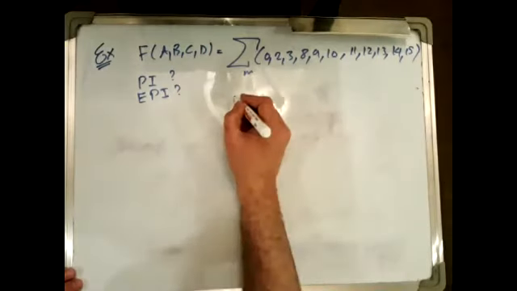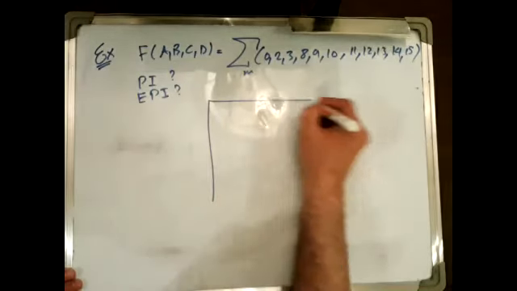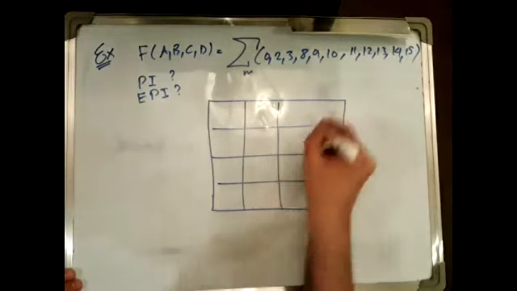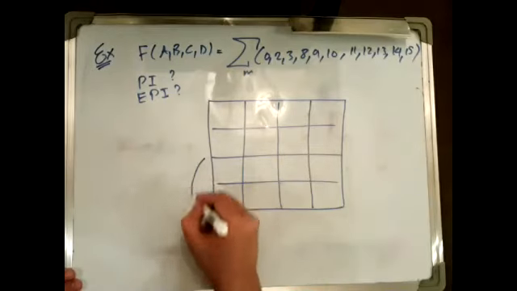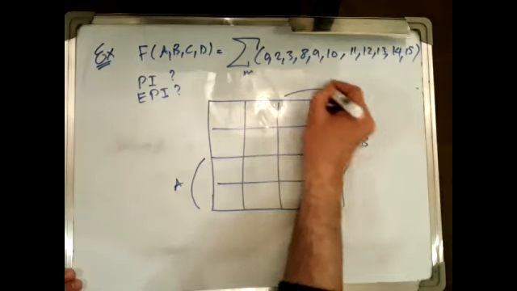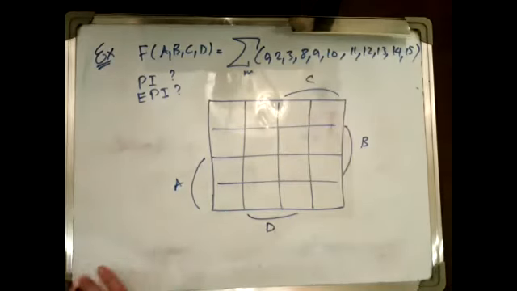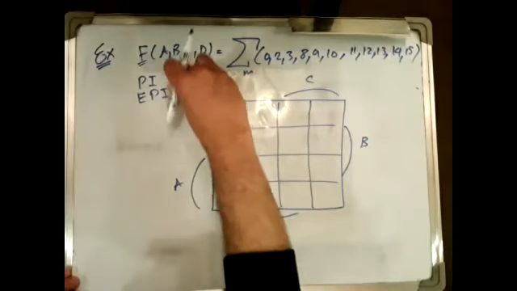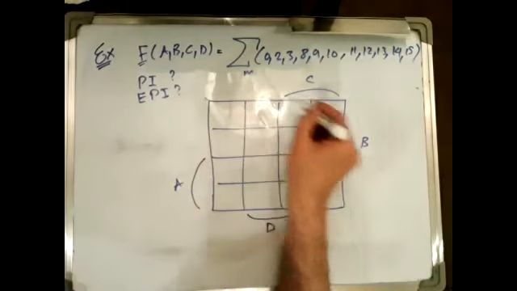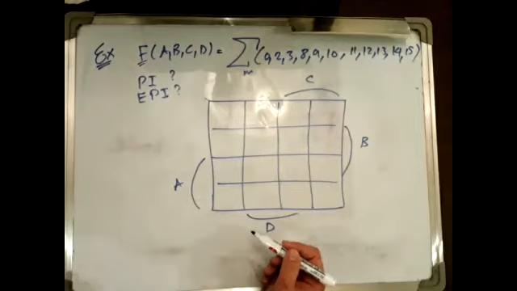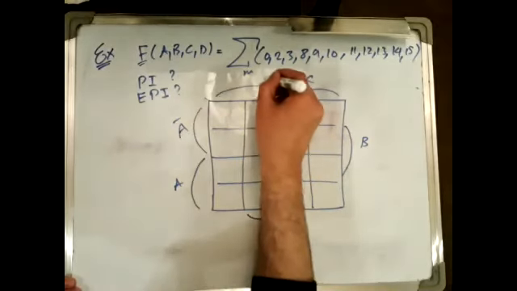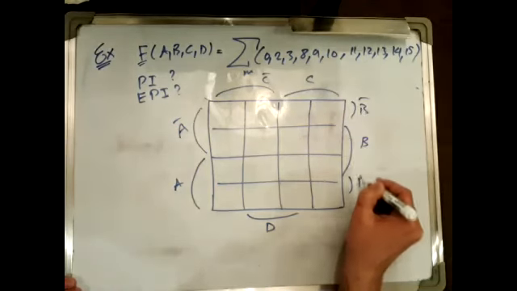So let me draw the map. This is A, this is B, this is C, this is D. If there is only one function that I'm working with, I don't need to put F here. It's understood that I'm working with function F, and I will not write here A bar, C bar, B bar, D bar, because it's straightforward. You can easily know that this side is for A. So if I write here A, then this is A bar, this is C bar, this is D bar. For the last time, I will do that.